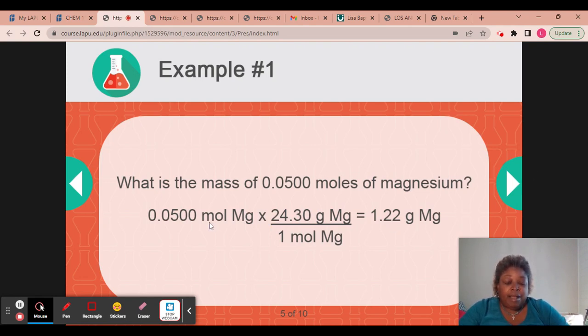When you're setting up this problem, one thing I do want to mention, whatever you're starting with, you'll be given in the problem. So you start with that. And then whatever units you start with, that unit goes to the bottom of your conversion factor. So moles are what we start with, moles go to the bottom, grams are on the top. And remember, this number comes from the periodic table.